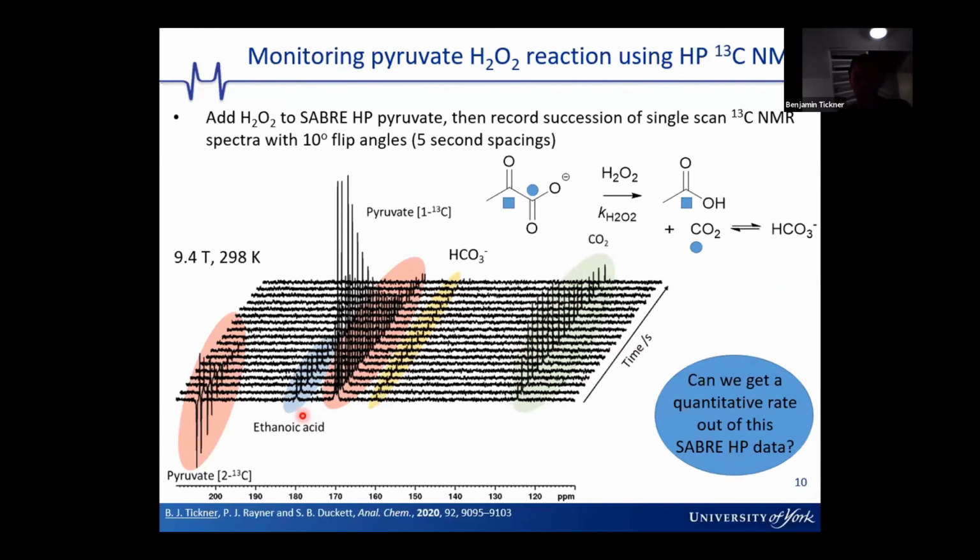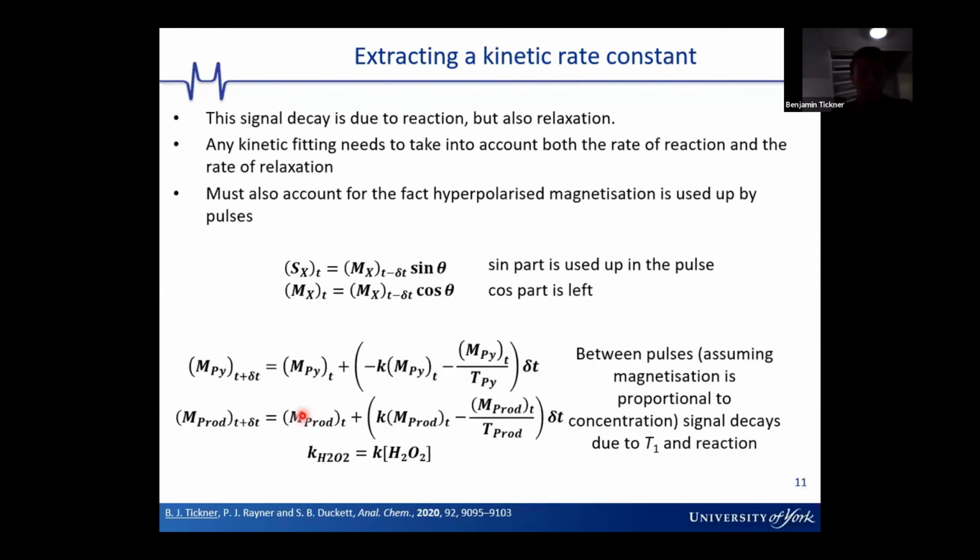The real question we have here is, can we use these measurements to extract a quantitative kinetic rate constant? Because that would be really interesting. In order to do this, we need to do some kinetic fitting, and this kinetic fitting needs to take into account three factors that cause your signal intensities to change over time. The first is radio frequency excitation, the second is relaxation, and the third one is this peroxide reaction.